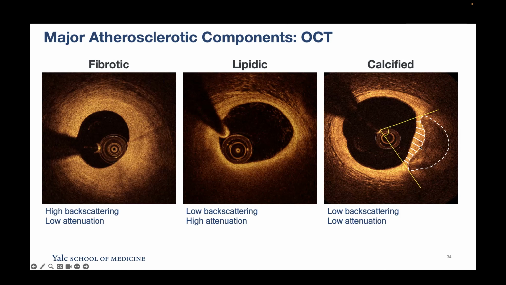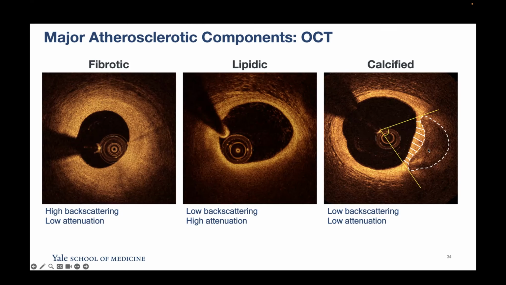Calcified plaques, on the other hand, are also darker than the fibrotic tissue. So it has a low backscattering, but opposite to lipid, has also low attenuation. Light penetrates through calcium. So the reason why lipid is low backscattering is because of the high attenuation. So lipid attenuates everything. There's not much intensity to reflect back. Calcium, on the opposite, doesn't attenuate much, but scatters light in different directions. It can be forward scattering, lateral scattering, diagonal scattering, and less backscattering to the catheter.